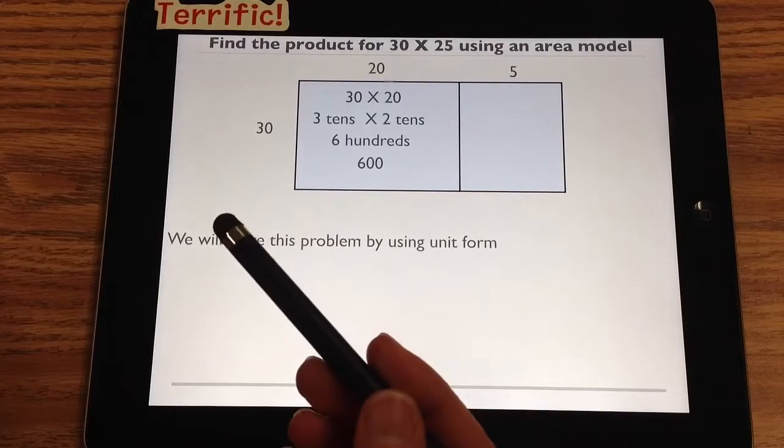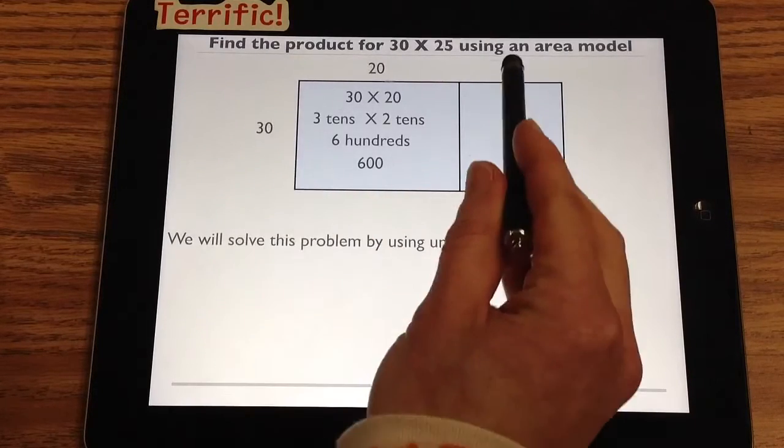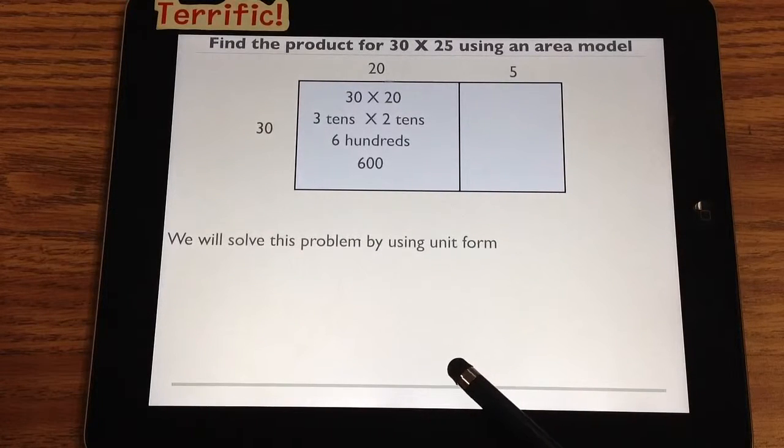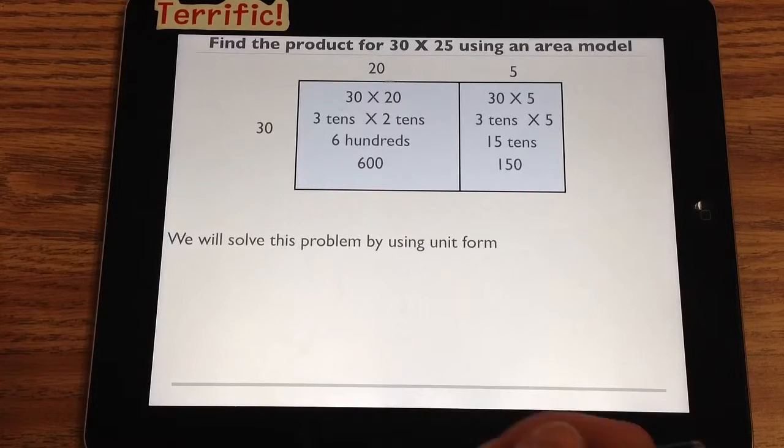We're going to do the same thing for the other side. And if I take my length times my width, what will my multiplication sentence be? Right, 30 times 5. And what is that in unit form? You're correct, 3 tens times 5. If I multiply that, I take my digits first, 3 times 5, which is 15, and I have 15 tens, which is the same as 150.